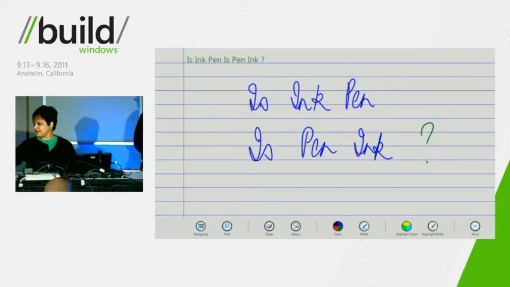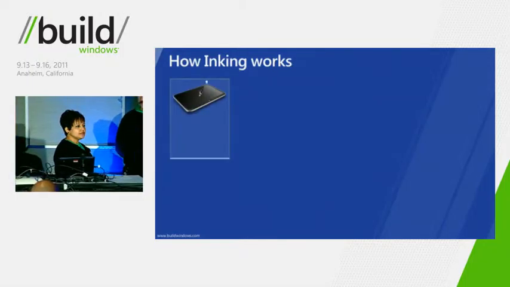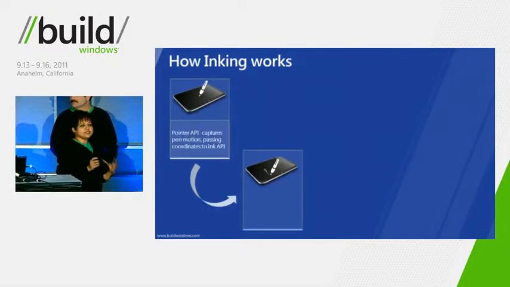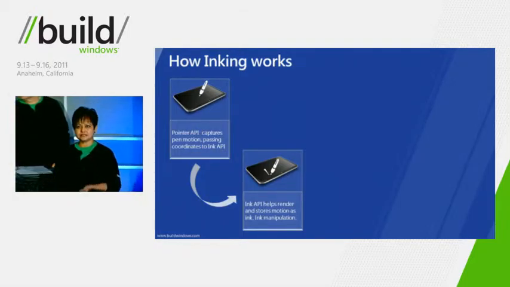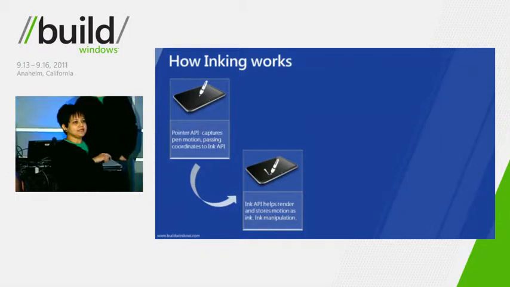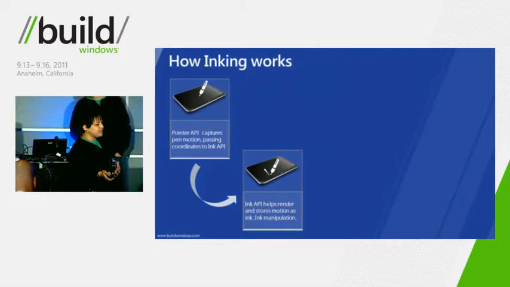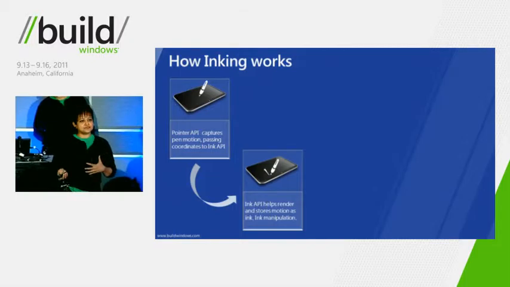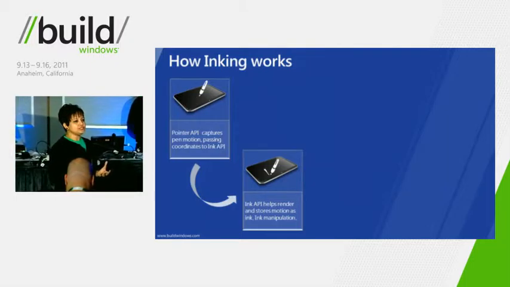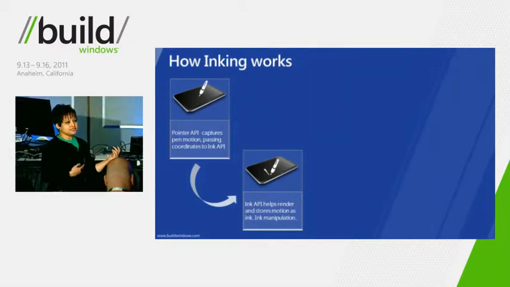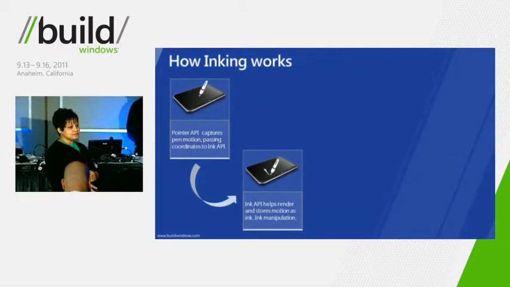So going back to how inking works. Inking is divided into three distinct areas: capture, manipulate, and recognize. When I brought the pen near the digitizer, that's when the capture started. The pointer API captured the motion and sent it forward. And then the strokes were captured, and if I wanted to do any kind of manipulation, I did the change of pen color. That was also captured and rendered on the canvas.